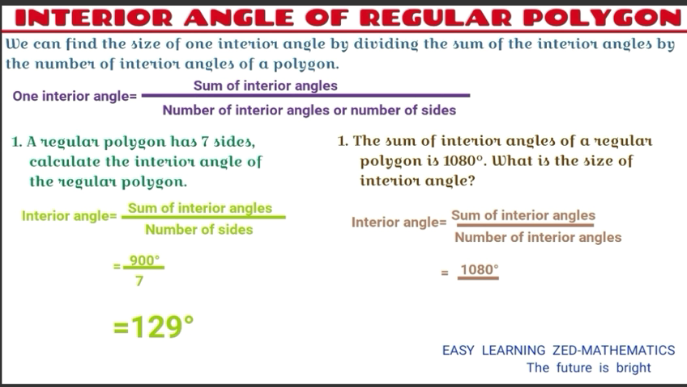Which is going to give you 6. Then to that 6 you add 2, that will give you 8. So here we are going to divide by 8. When you divide 1080 degrees by 8, it's going to give you 135 degrees. So basically this is how you find the interior angle of a regular polygon.